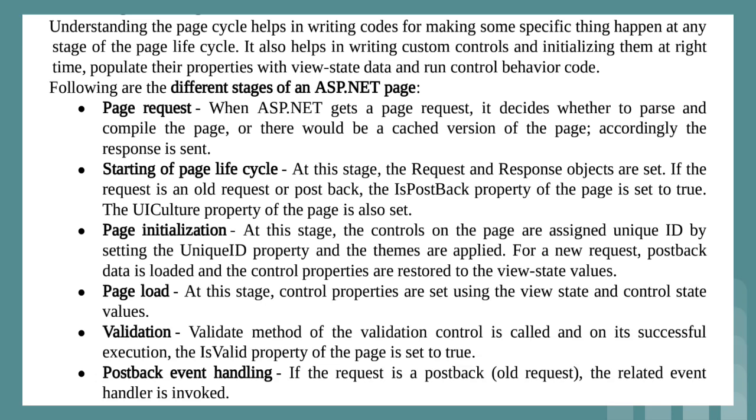After that we have validation. Validation means the Validate method of the validation control is called, and on its successful execution, the IsValid property of the page is set to true. And if this property is true, then and only then will we be able to see the validations. For validation we have the range validator and the required field validator. This topic is in the next chapter. This stage is present only if we are using validation controls in our page, and if we have validation controls, then the IsValid property is set to true.